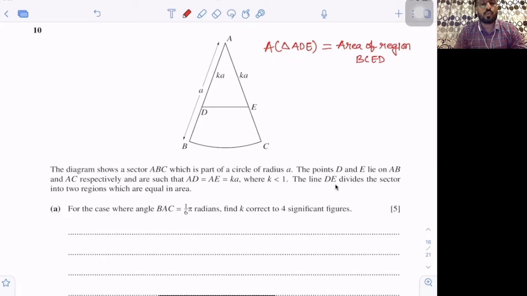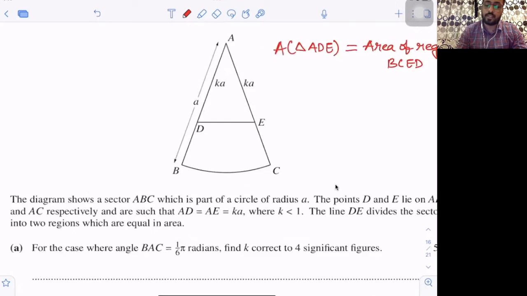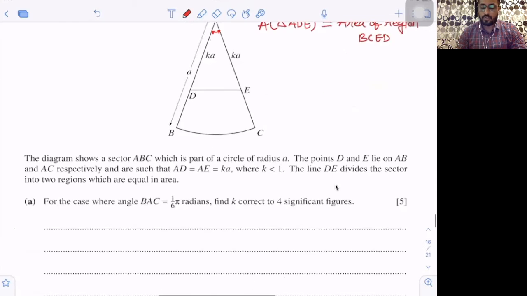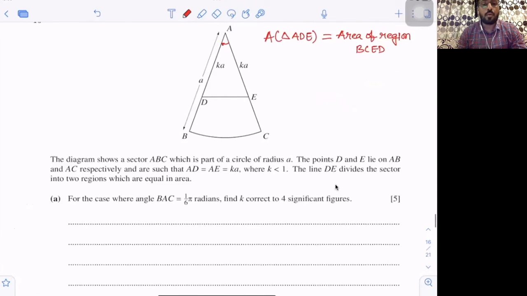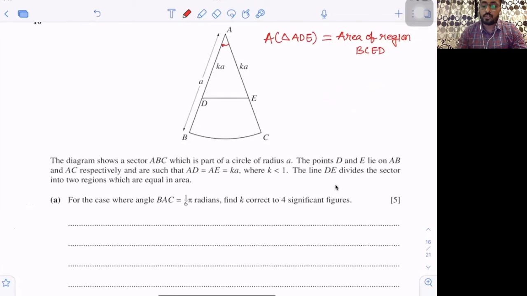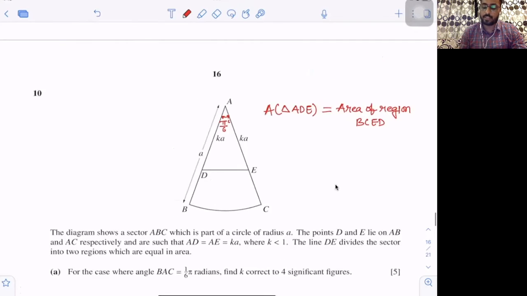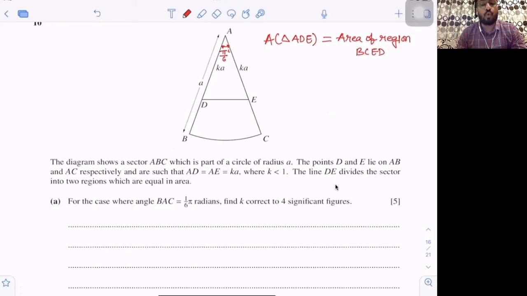So for the case where angle BAC, so angle BAC is this angle. Right, students? This is angle BAC. So for the case where angle BAC is going to be pi by 6 radians. So this angle is given to us as pi by 6 radians. Okay. So pi by 6 radians, or you can say it is 30 degrees. Pi is 180. 180 divided by 6. So that's 30 degrees. Find the value of K correct to 4 significant figures.